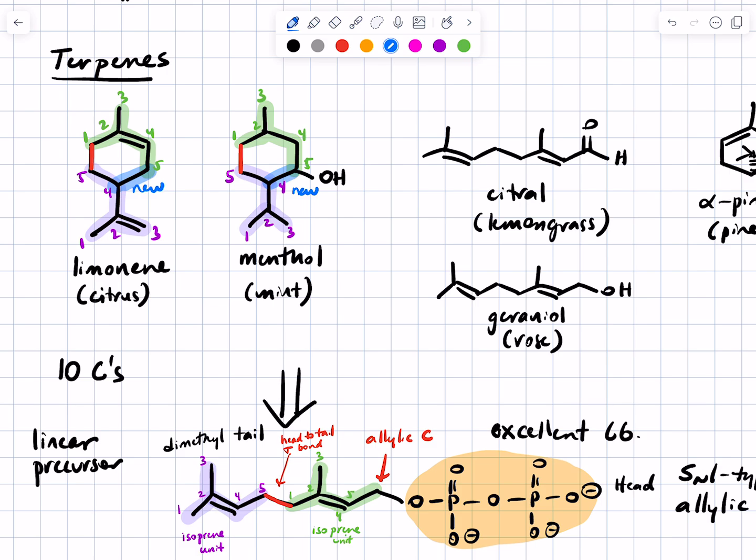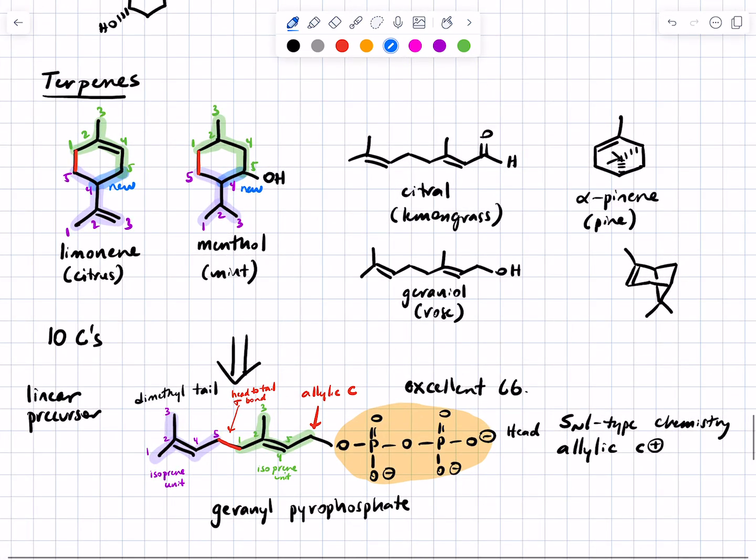Of course, we can use similar arguments for citral and geraniol. It's not hard. I won't label the individual atoms or bonds. I will just highlight the isoprene units.